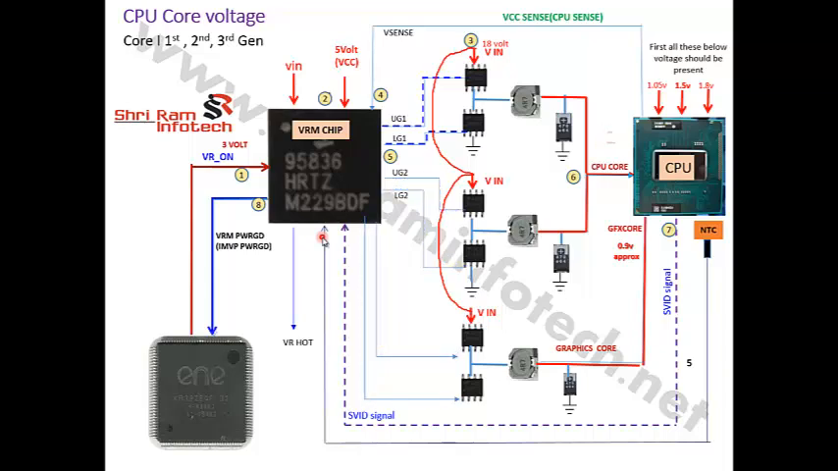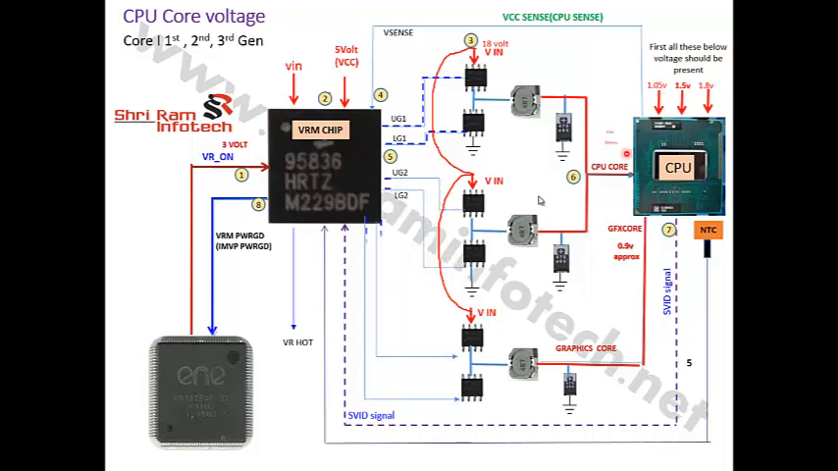If all these criteria are perfect and the CPU core voltage is still not generating, then check whether the CPU is short by checking resistance. It should not show 0 ohm, either here or here. If it is showing 0 ohm, then the CPU is short, so replace the CPU. If it's not showing 0 and shows something like 4 or 5 ohms, that means the CPU is okay.